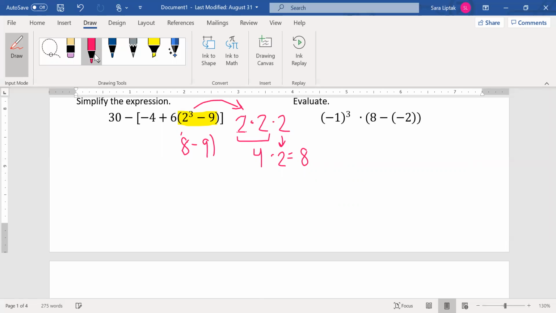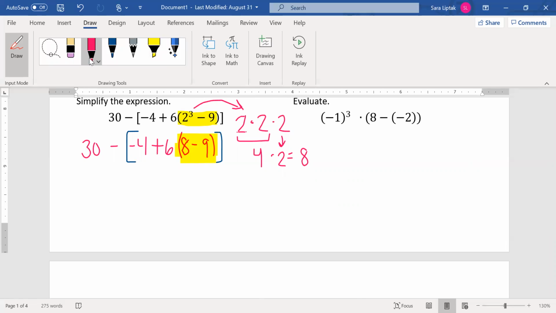And because I haven't finished, they're going to stay in parentheses. I'm going to bring everything else straight down. So I bring my 6 down, my adding symbol, the -4, and I'm going to write my brackets in blue. And then my minus sign and also the 30 out in front. So now we are not done with the parentheses inside the bracket, so we have to continue to simplify that.